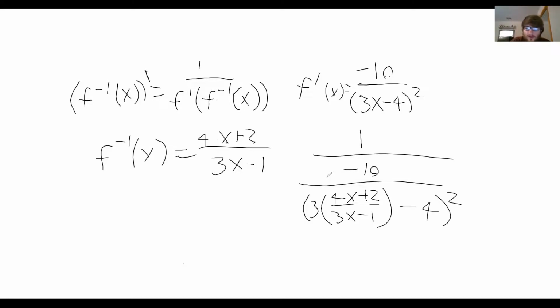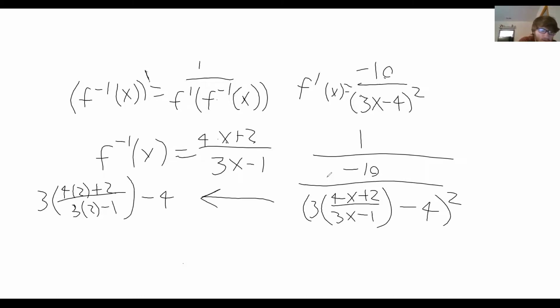Now we can just go ahead and plug in our x. Instead of making this look nicer, we can just plug in our x now. So recall that our x was actually 2. So plugging in for this, we can go ahead and flip things over because we have 1 over a fraction. So let's flip it up. I'm going to write over here for more room. So we have 3 times 4 times 2 plus 2 over 3 times 2 minus 1 minus 4. And this whole thing is squared because now we're over the minus 10.